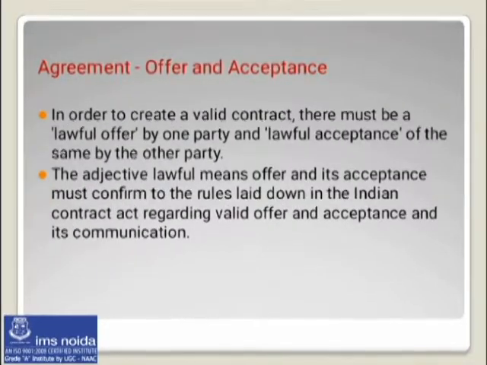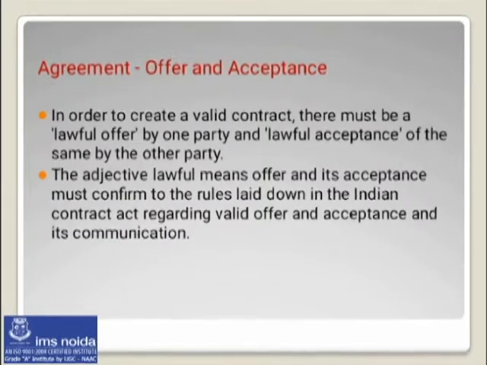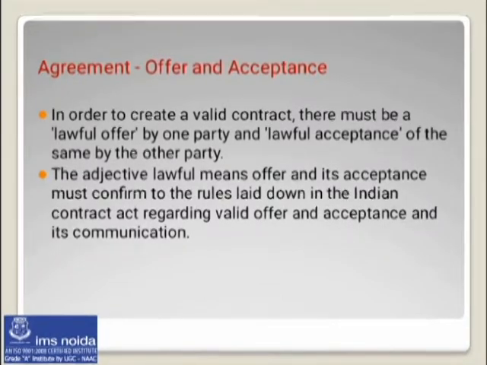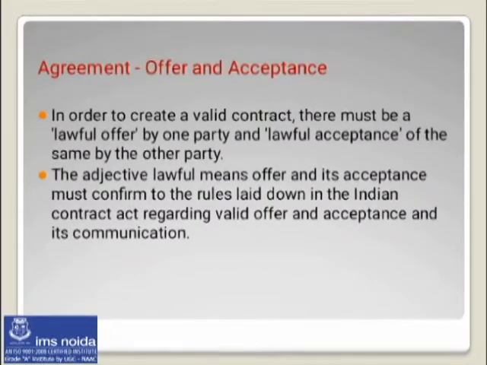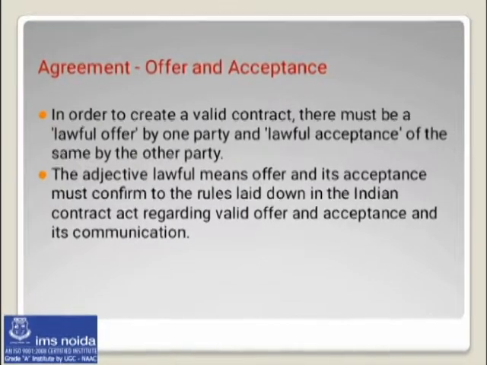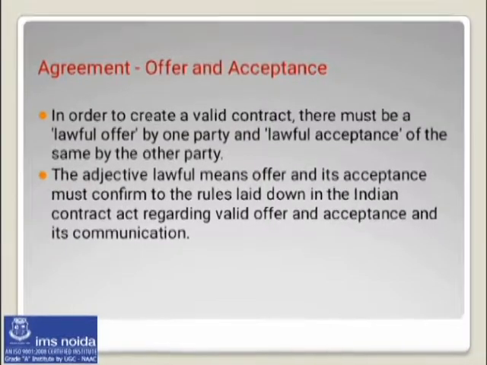The very basic first requirement is the agreement, meaning offer and acceptance. In order to create a valid contract, there must be a lawful offer by one party and a lawful acceptance of the same by the other party. Like I said earlier, for an agreement we require a plurality of persons. For example, if A makes an offer to sell his scooter to B for rupees 5,000 and B signifies his assent thereto, it becomes an agreement between A and B.